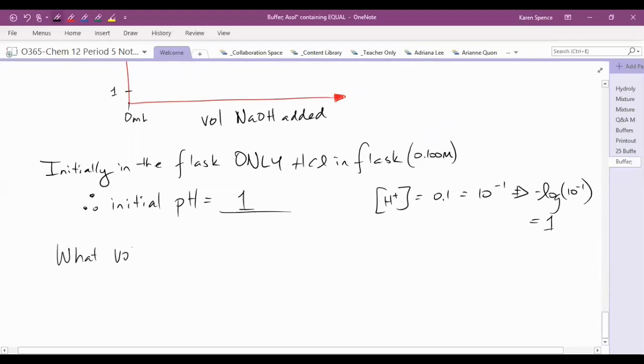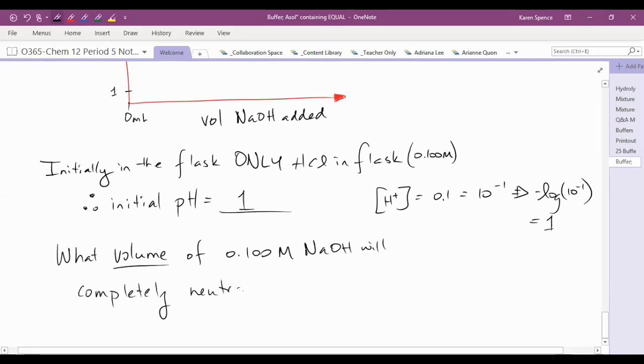What volume of 0.1 molar NaOH will completely neutralize the 10 milliliters of 0.1 molar HCl?